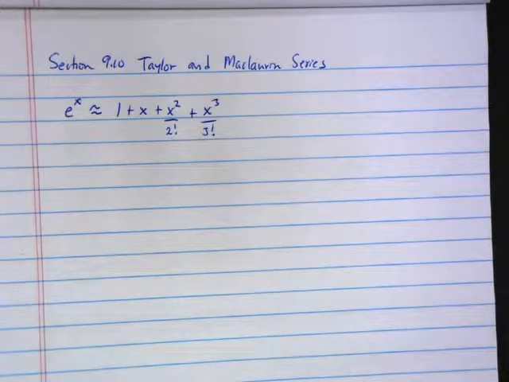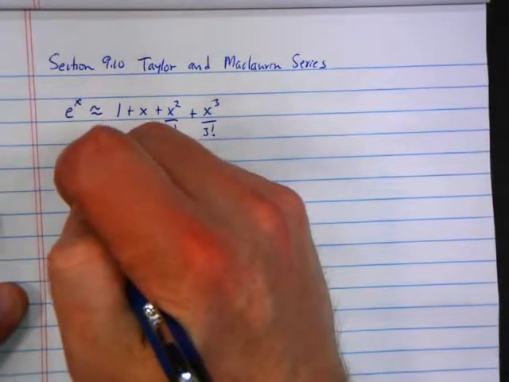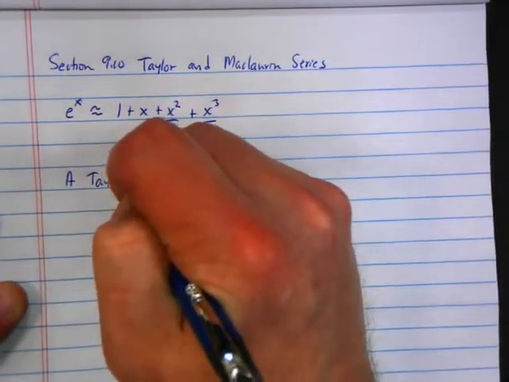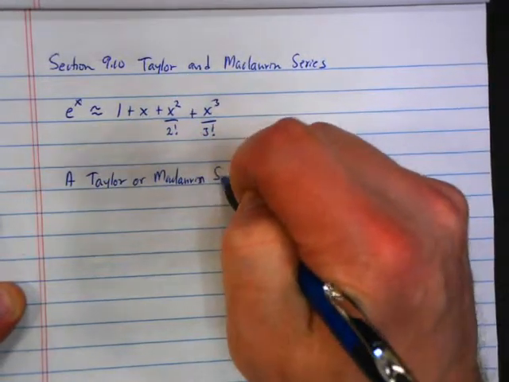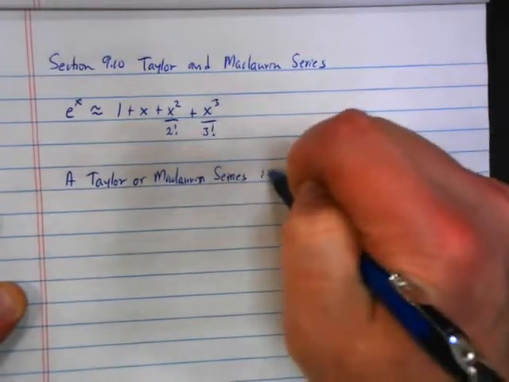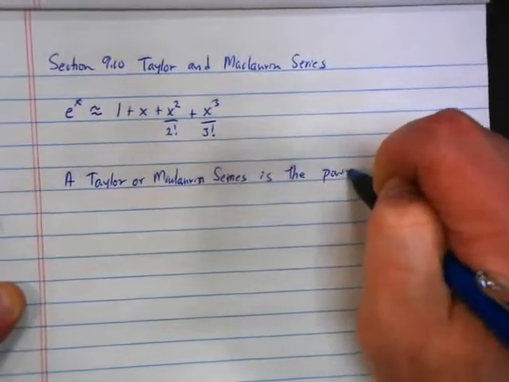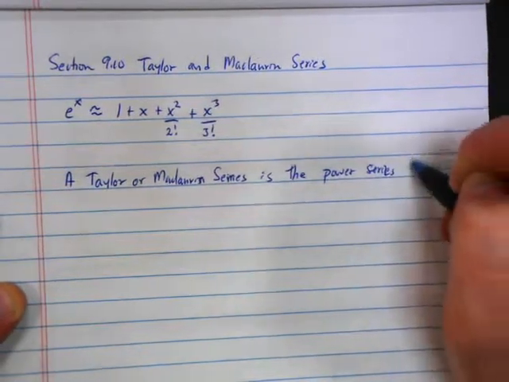So what's a Maclaurin series? Even better than approximating it, we're going to get the exact value. Instead of having a finite polynomial, we're going to develop a power series. So a Taylor or Maclaurin series is the power series for a function.